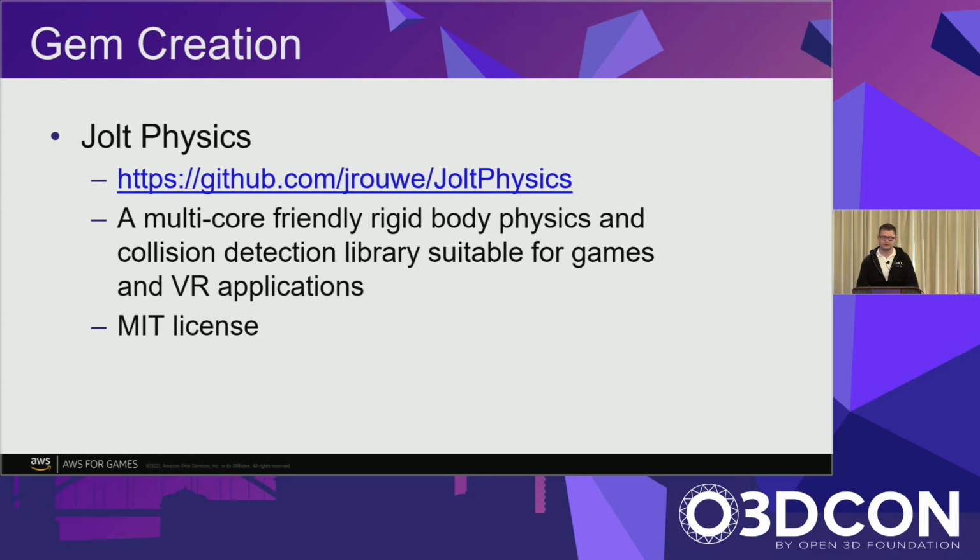In this example, I'll be using an open source physics engine called Jolt Physics. It's under the MIT license, and you can check this link on GitHub. It has a bit greater focus on parallelism, and that's why it was interesting for me to try, to see how it works on larger scale simulations and how it compares to existing systems.